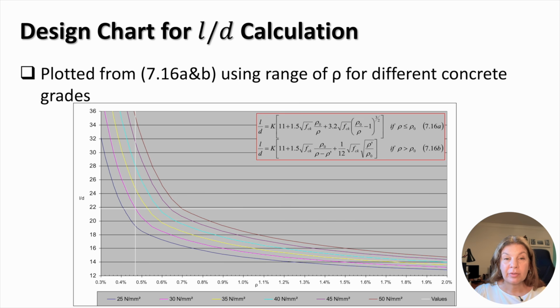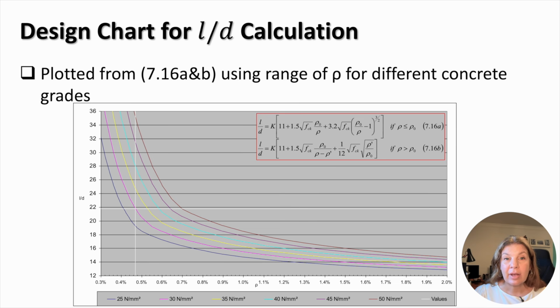Besides using the formulas 7.16 in Eurocode 2, the basic span-to-depth ratio limit can also be found from a design chart. As you can see, the design chart includes curves plotted based on the formulas 7.16 for different concrete strengths and varying values of reinforcement ratios.